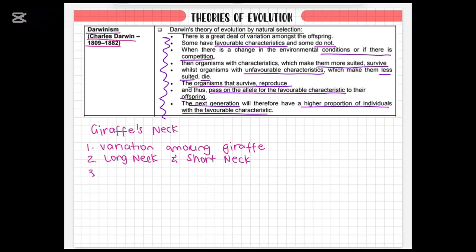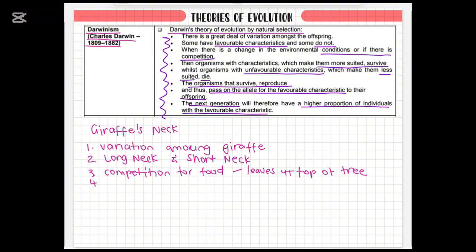Now, environmental conditions can change or there could be competition. In this case, I think it makes better sense to look at it from a competition point of view. They compete for food. The leaves are at the top of the tree. So it simply means that those with long necks are better suited for survival and those with short necks are less suited for survival. Which brings us to number 4.